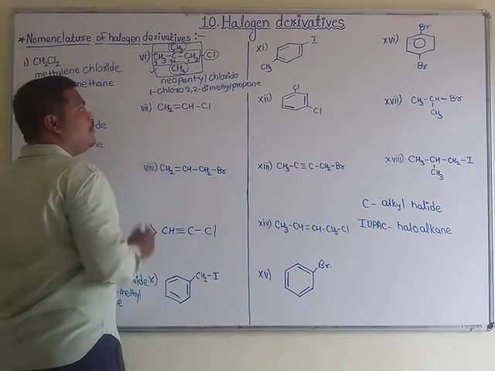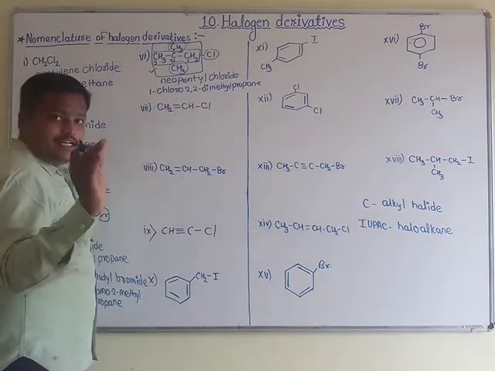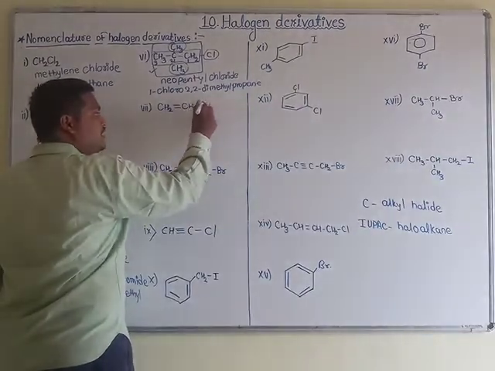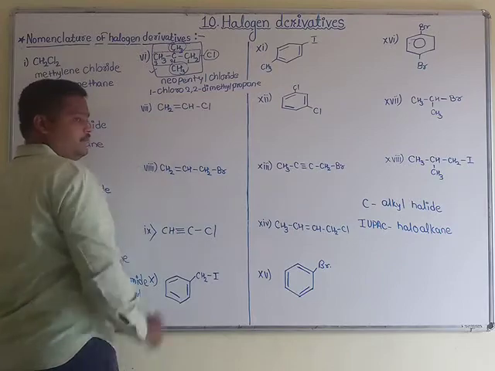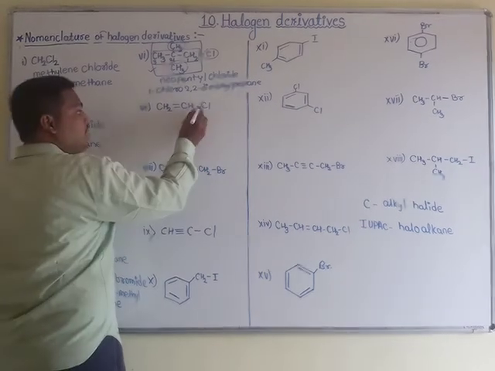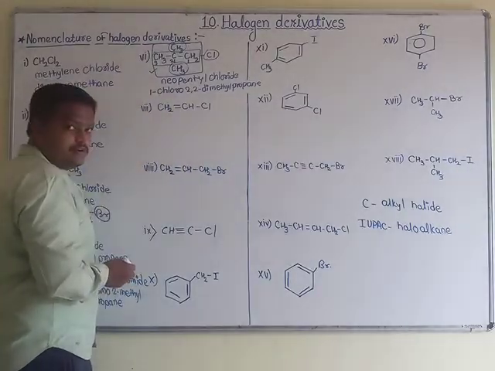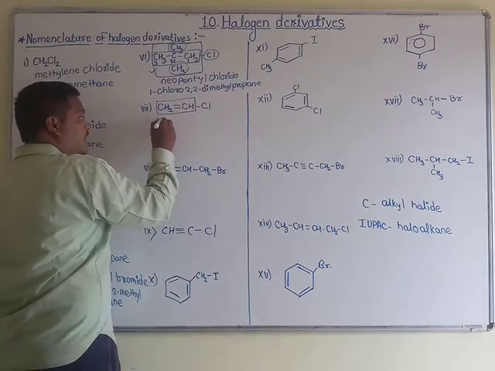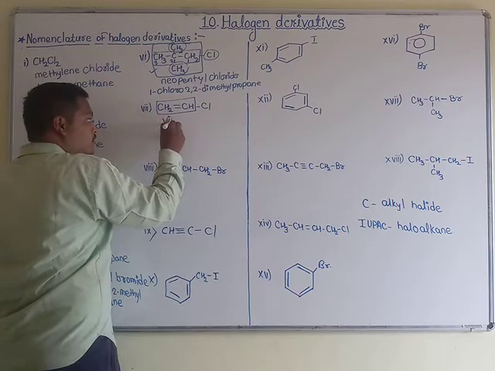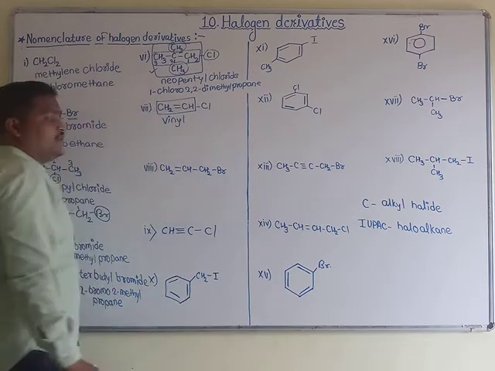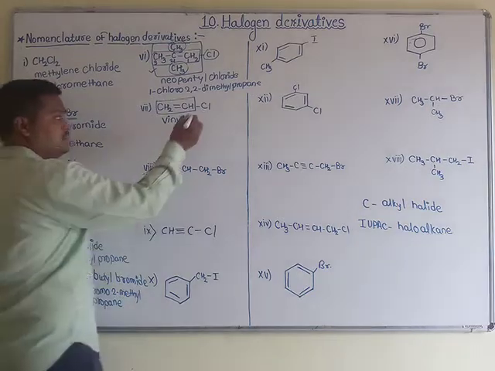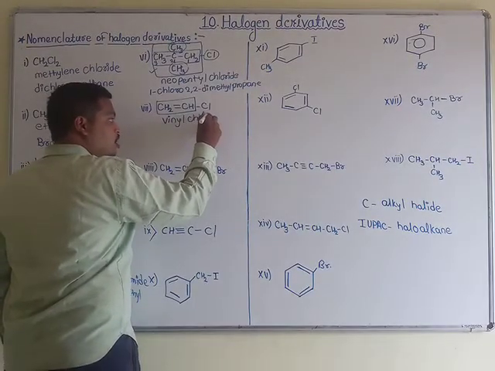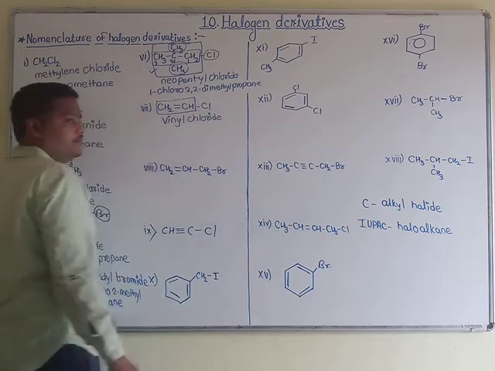Yes, to give the common name to this compound, we learned in the classification point that when a halogen is attached to a double bonded carbon, at that time this group is termed as vinyl. This group is termed as vinyl. And the halogen is chlorine. Therefore, vinyl chloride is the common name for this compound.